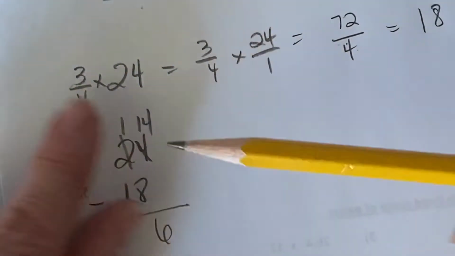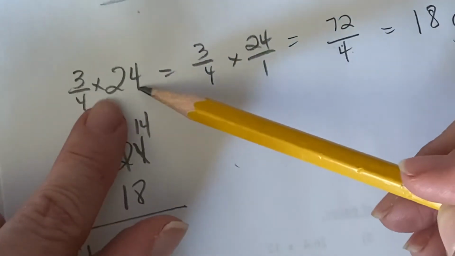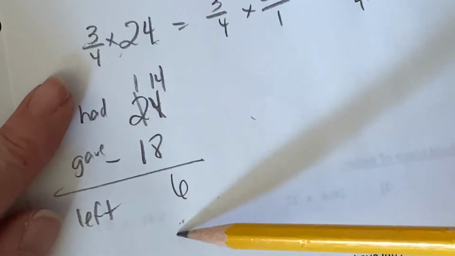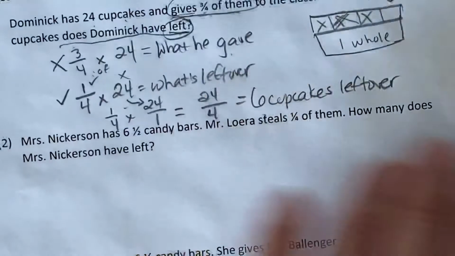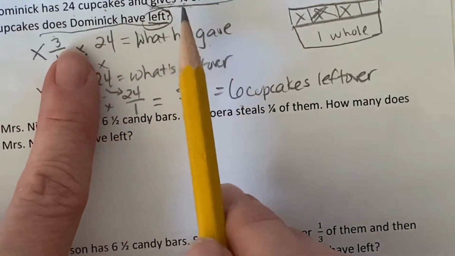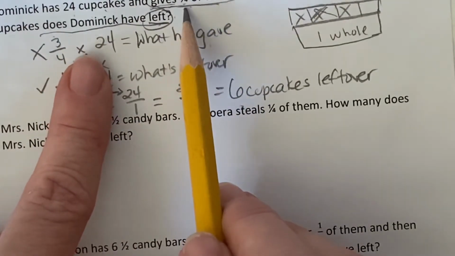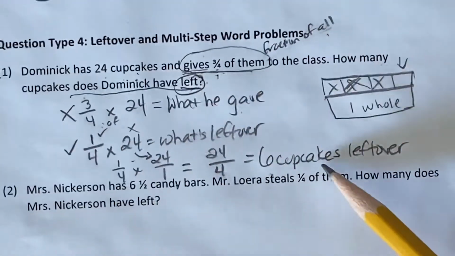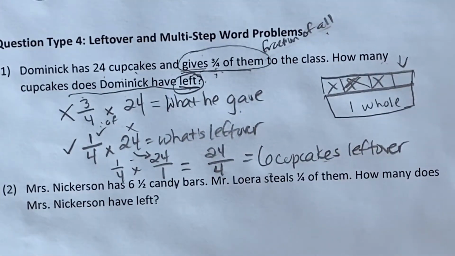Do you see how much more work this is? In this case, I'm taking what he gave, multiplying it, figuring out my answer, and then having to take it away from what he has left over. But this way is just a lot easier because here he has 24 cupcakes, and instead of giving away 3/4, I'm going to find out what he did not give. Because if he gave away 3/4, he did not give 1/4, which means that I have 6 cupcakes left over.